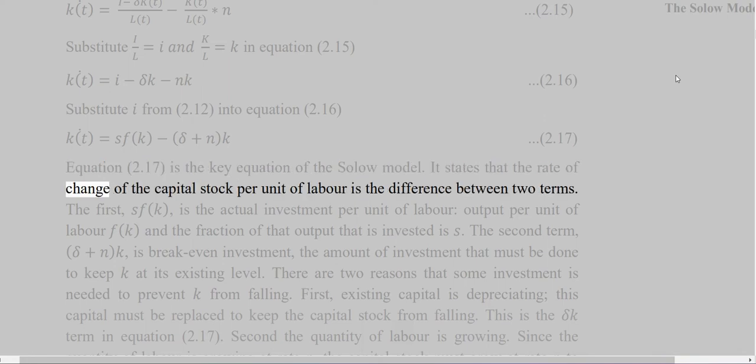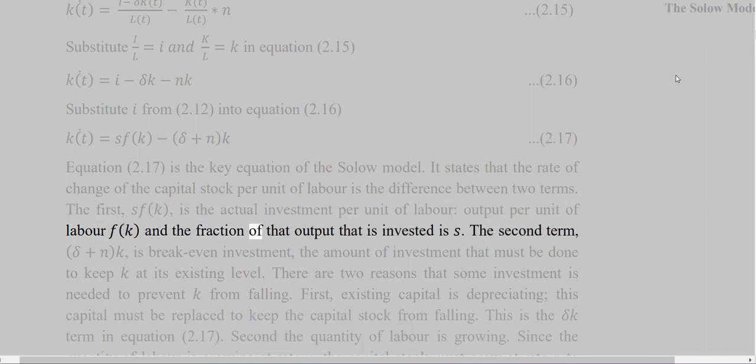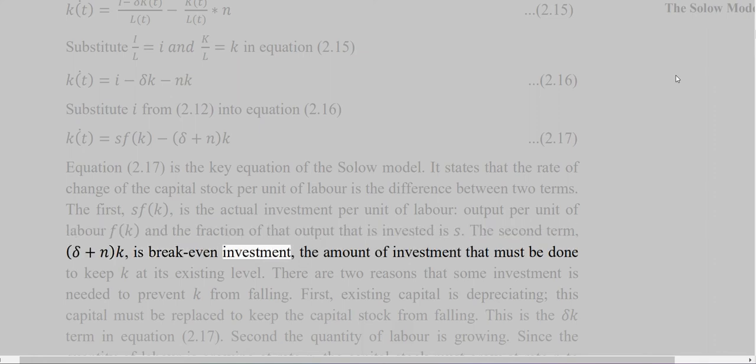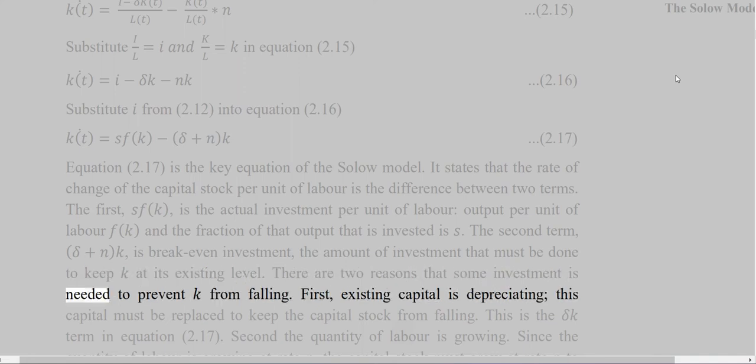It states that the rate of change of the capital stock per unit of labor is the difference between two terms. The first is the actual investment per unit of labor: output per unit of labor is f(k), and the fraction of that output that is invested is s. The second term, (δ + n)k, is break-even investment, the amount of investment that must be done to keep k at its existing level. There are two reasons that some investment is needed to prevent k from falling.